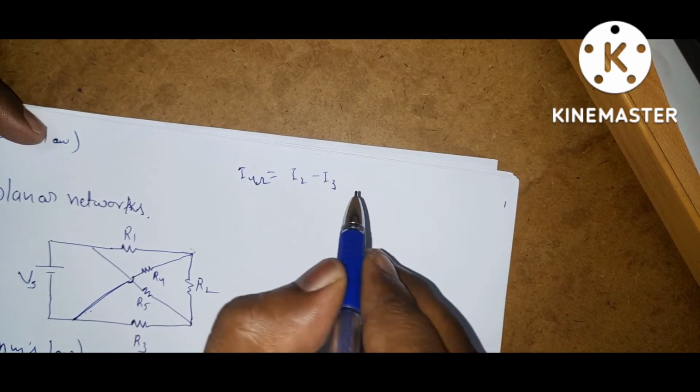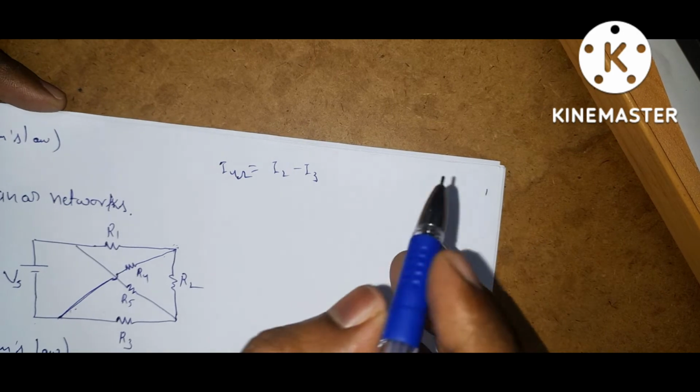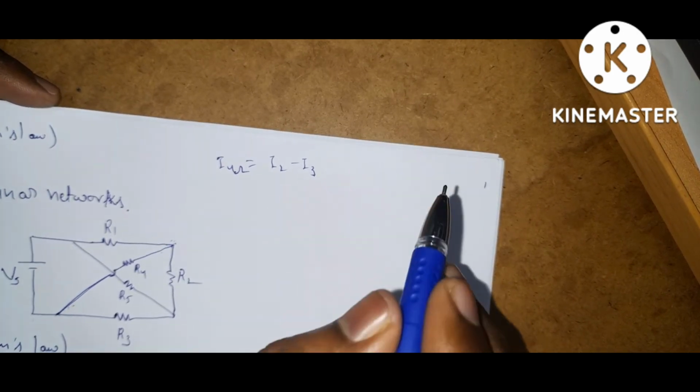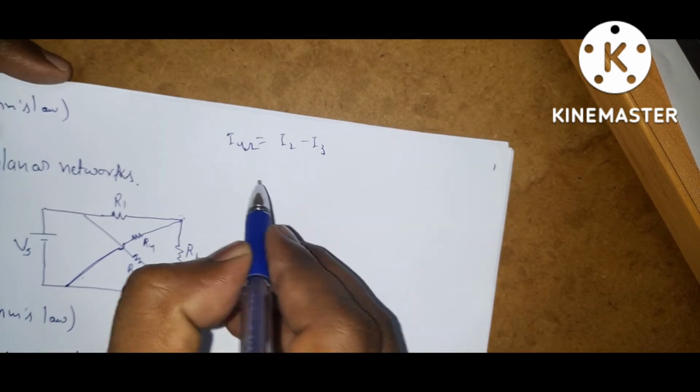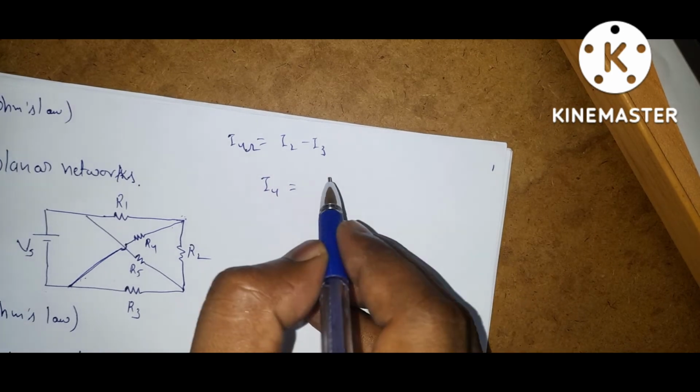But whenever in the problems they are asking particularly, that means if they mention direction, you should take that direction only. That means you consider that direction only. Now what is I4? I4 is equal to I2 minus I3. So what is I2 here?